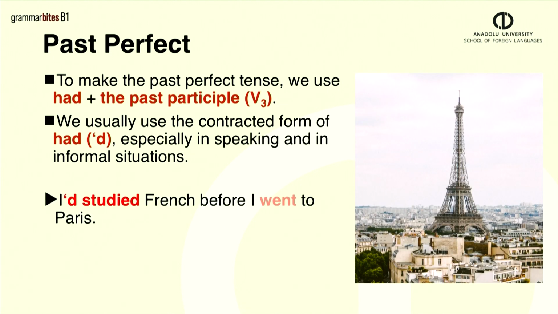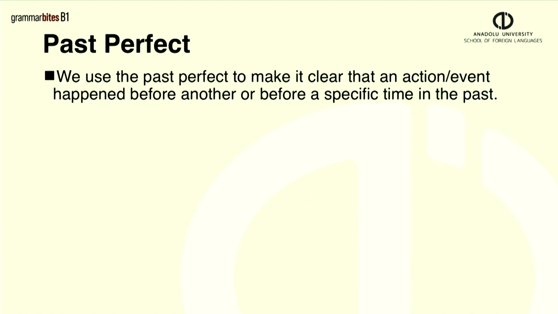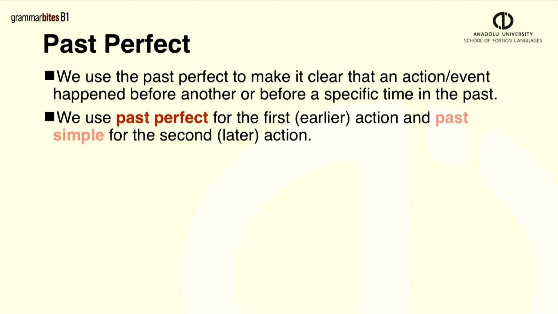I'd studied French before I went to Paris. I'd studied French. That's in the past perfect tense. But why do we use it? We use the past perfect tense to make it clear that an action or event happened before another or before a specific time in the past.